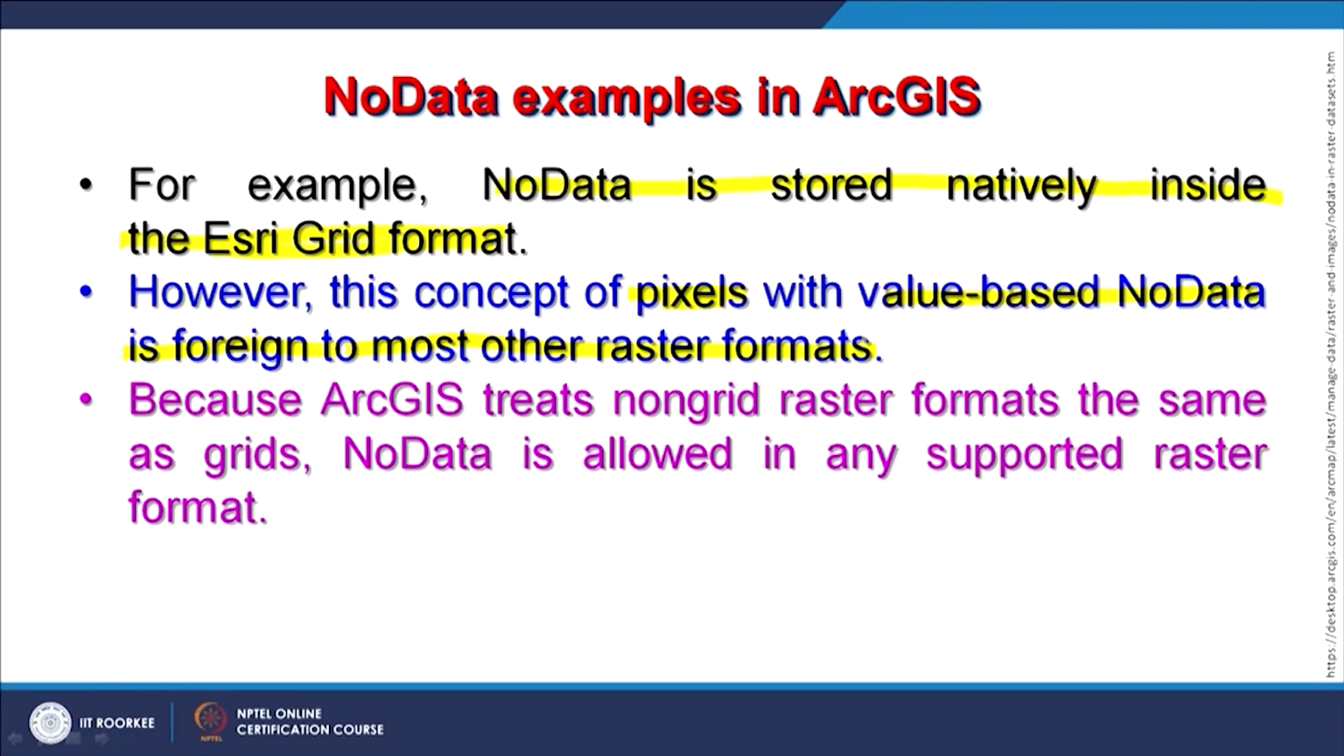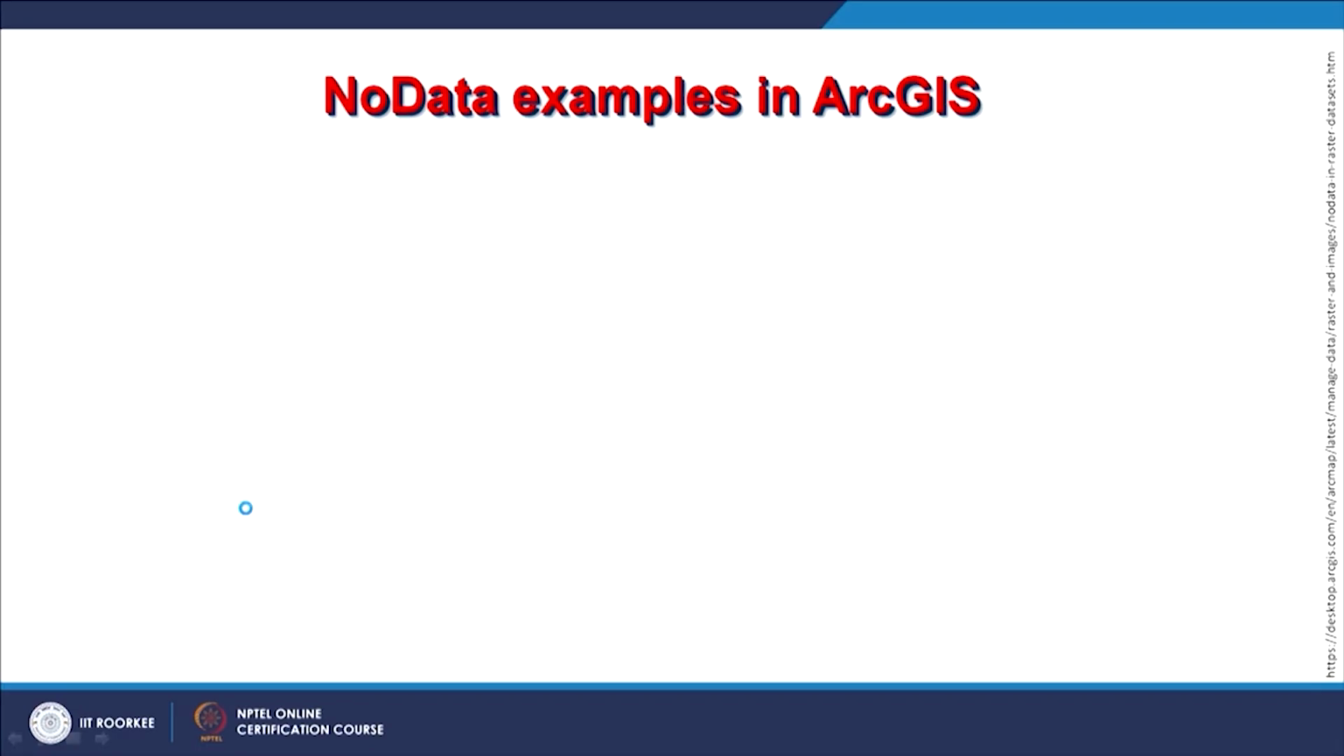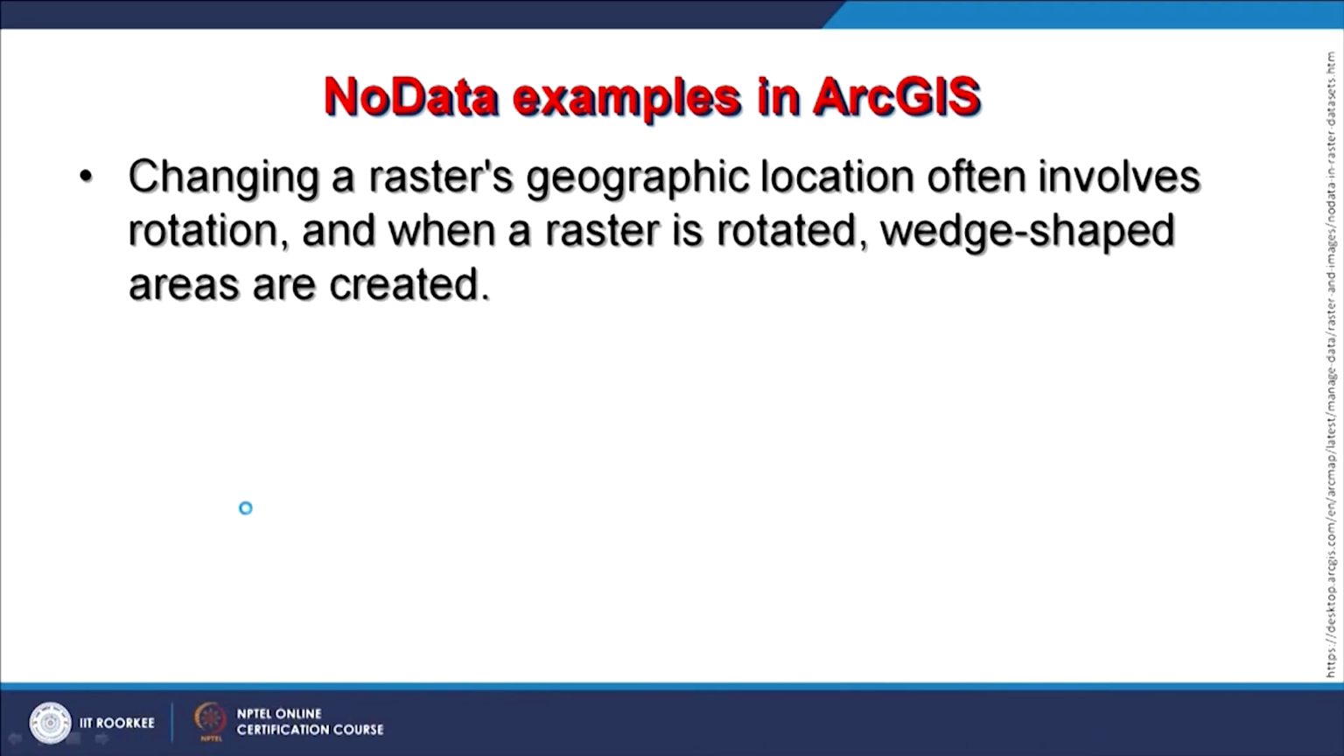Now, as you know, ArcGIS treats non-grid raster formats the same as grid, and no data is then an allowed and supported format. So, this is very standard practice: if data is coming from another format, it will still be handled. If it has no data, it will handle it as no data.